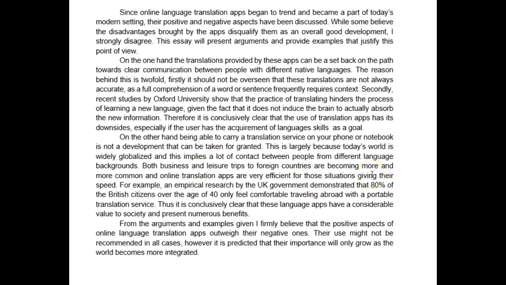For example, an empirical research by the UK government demonstrated that 80% of the British citizens over the age of 40 only feel comfortable traveling abroad with a portable language translation service. Thus, it is conclusively clear that these language apps have a considerable value to society and present numerous benefits. From the arguments examples given, I firmly believe that the positive aspects of online translation apps outweigh their negative ones. Their use might not be recommended in all cases. However, it is predicted that their importance will only grow as the world becomes more integrated.